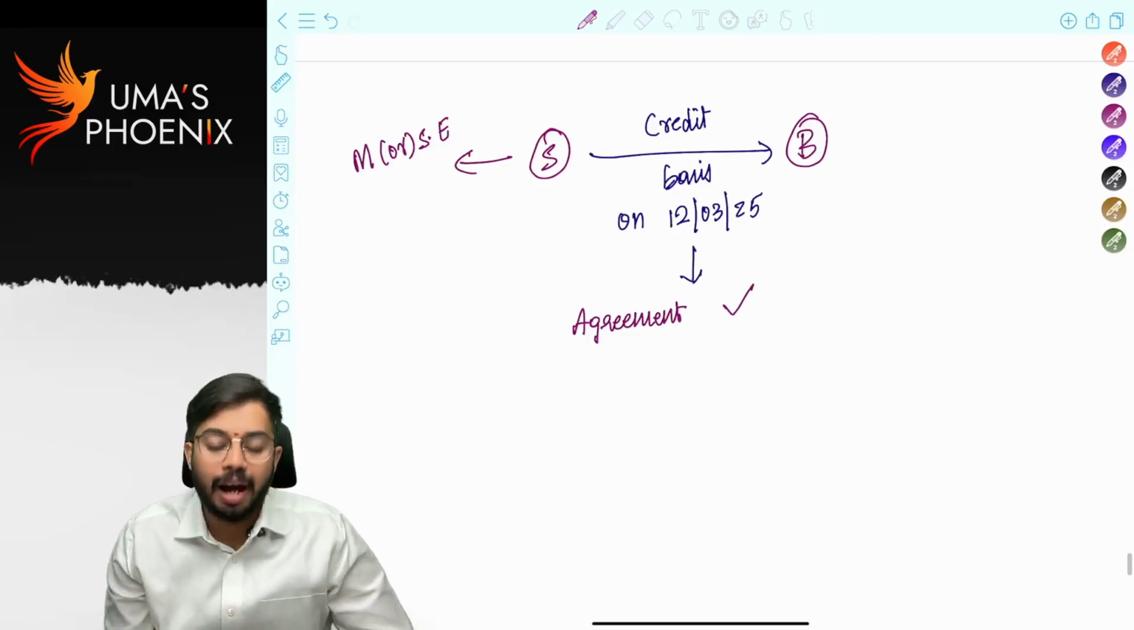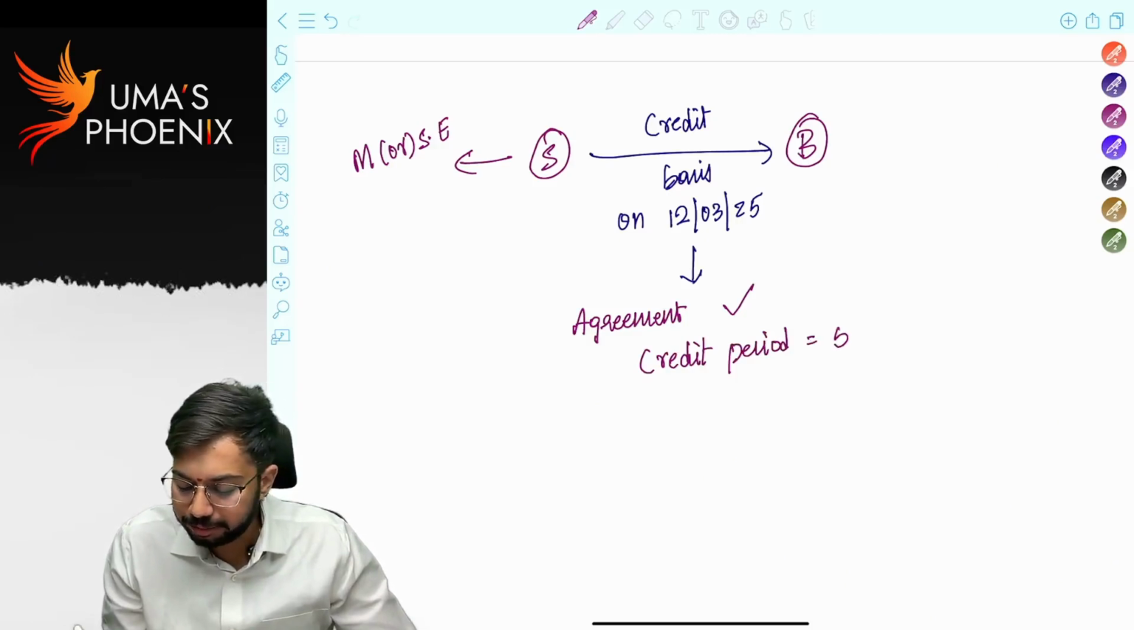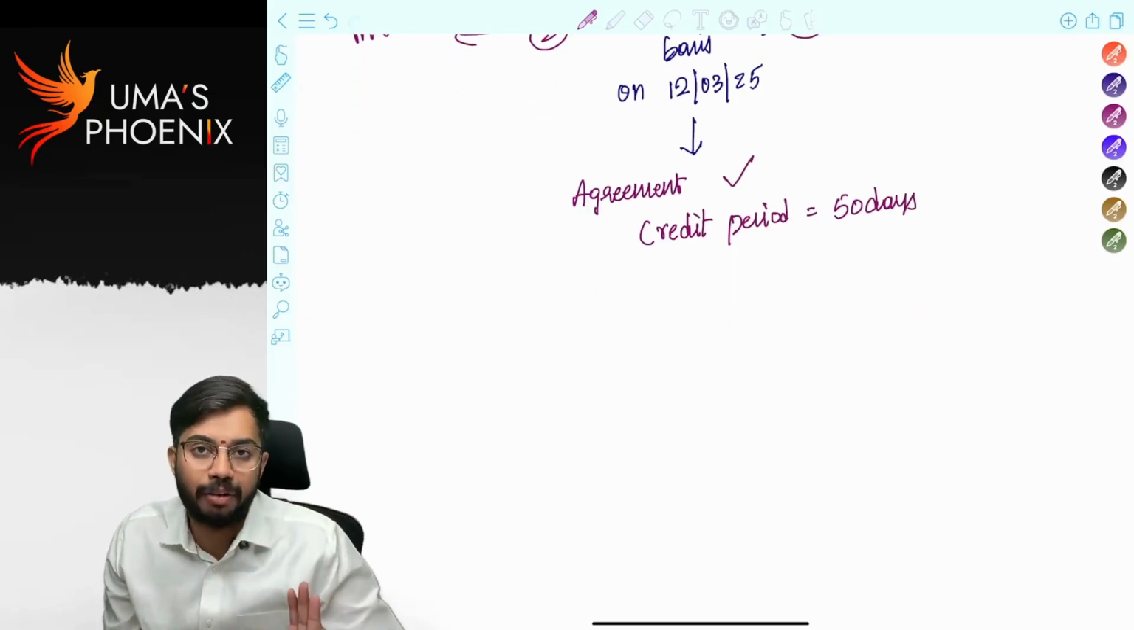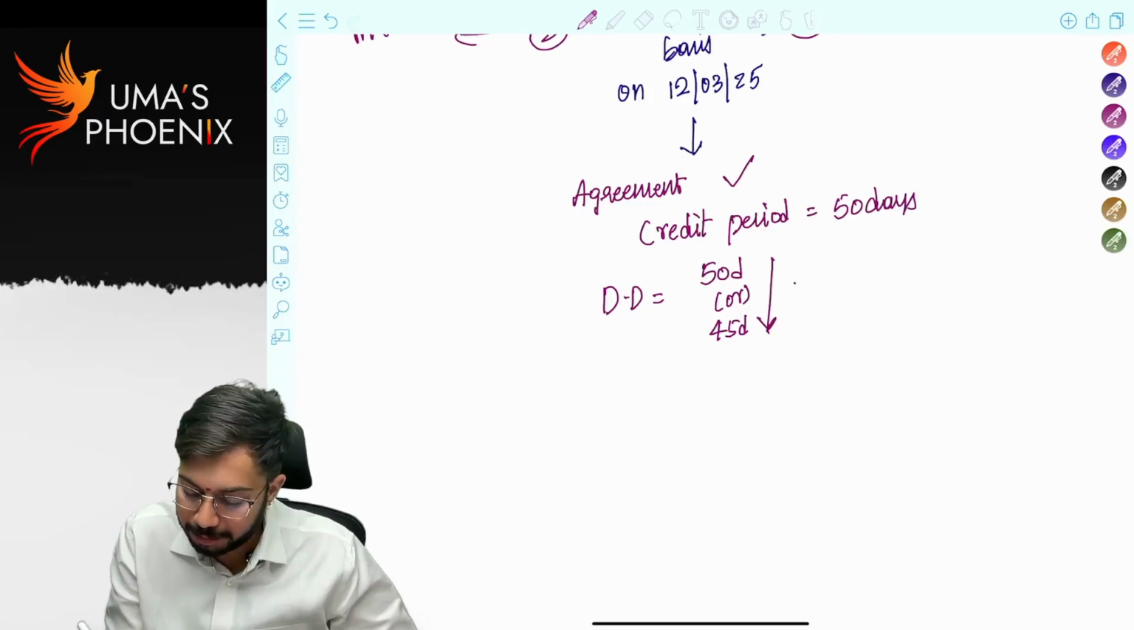Agreement is there. As per the agreement, credit period is 50 days. Whether 50 days is allowed? 50 days is not allowed as per Income Tax Act. Maximum credit period allowed is 45 days. So due date is equal to 50 days or 45 days, whichever is lower. That means due date is 45 days.